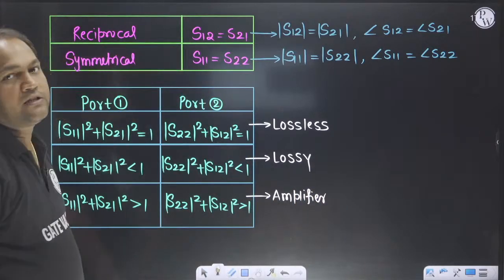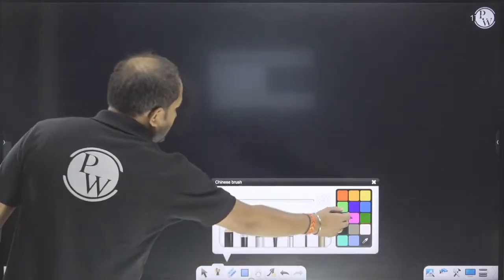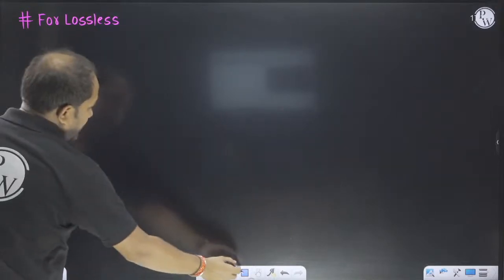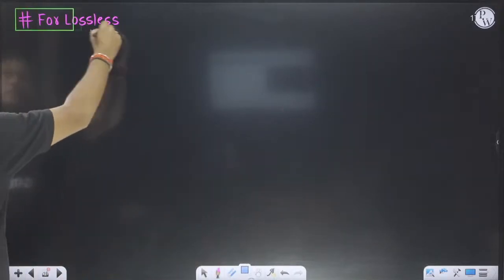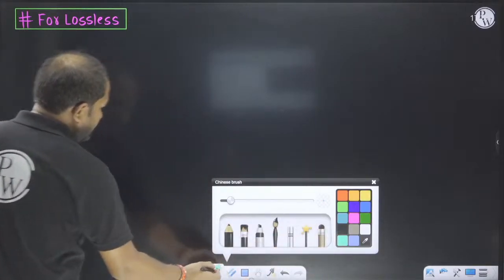For lossless, there is another condition also. You have to make short notes of transmission line, then you will remember all these points, because there are so many points in transmission line, like in other chapters also. So you have to make short notes.